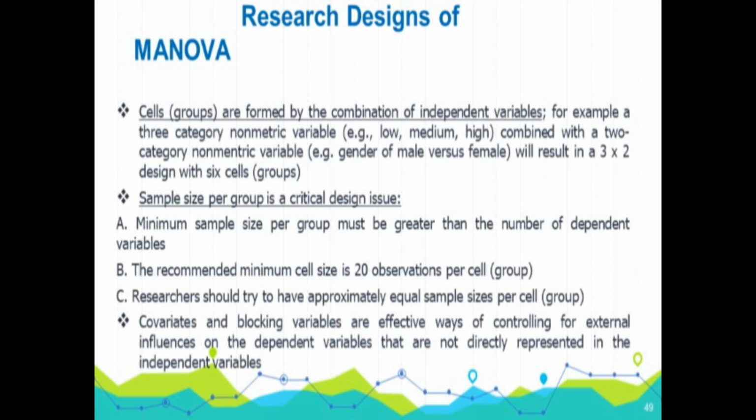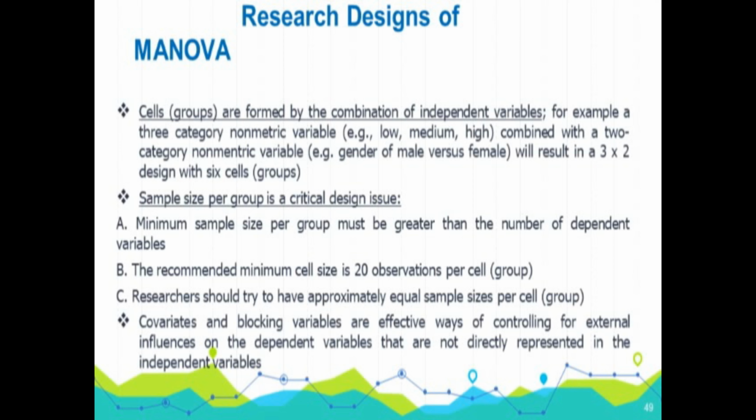Sample size per group is a critical design issue as well. The minimum sample size per group must be greater than the number of dependent variables. There is a recommended minimum cell size, which is 20 observations per cell or per group. And researchers should try to have approximately equal sample sizes per cell group.